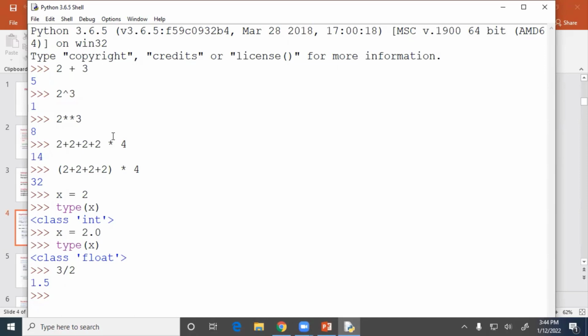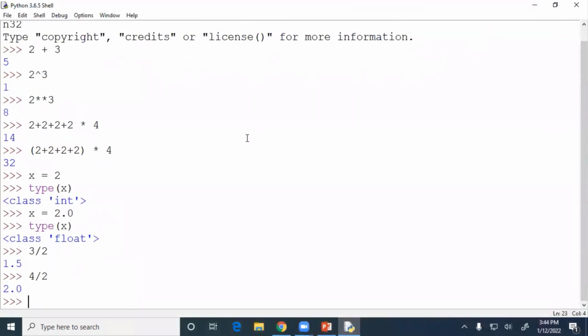If I add two integers, is it possible to get a float? That's why if I add two integers, the answer is also an integer. Let's say, for example, 4 divided by 2. What's the answer going to be? 2.0. It means the answer is going to be integer or float? It's going to be float.